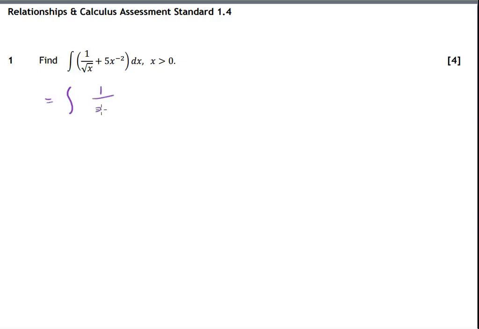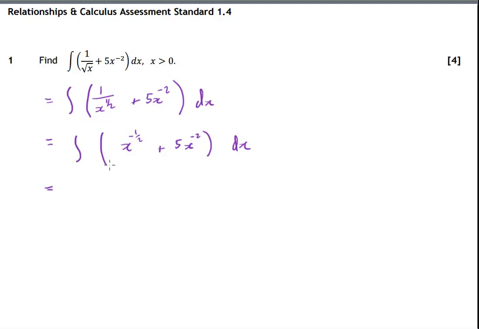So square root of x can be written as x to the half, and the second term is actually already ready to be integrated. Now the whole function should be in brackets, and don't forget the dx, that's crucial. One more step then, bringing the x to the half up to the numerator gives us an integral of x to the minus half plus 5x to the minus 2. Still in brackets, all with respect to x.